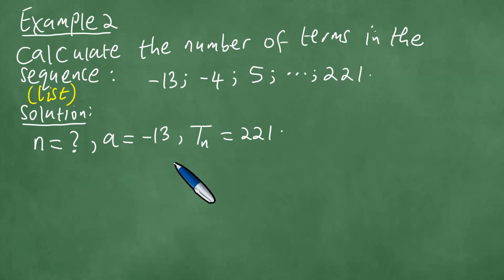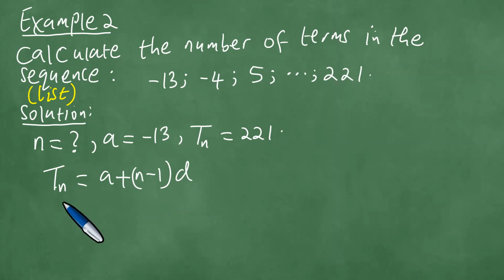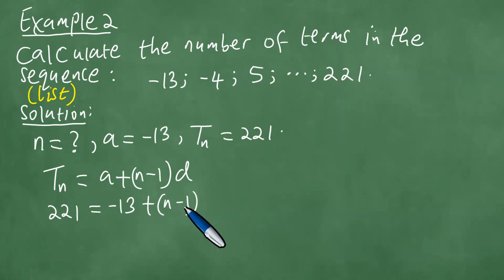With this kind of information that is given, this is not a series. It's not a sum, it's a list. So for sequences, we use the formula a plus n minus 1 into the common difference. Which means T sub n, which is 221, equals the first term, minus 13, plus n minus 1 times the common difference. Obviously we can see everything, but we just need the common difference. So what is the common difference? Let's just check.